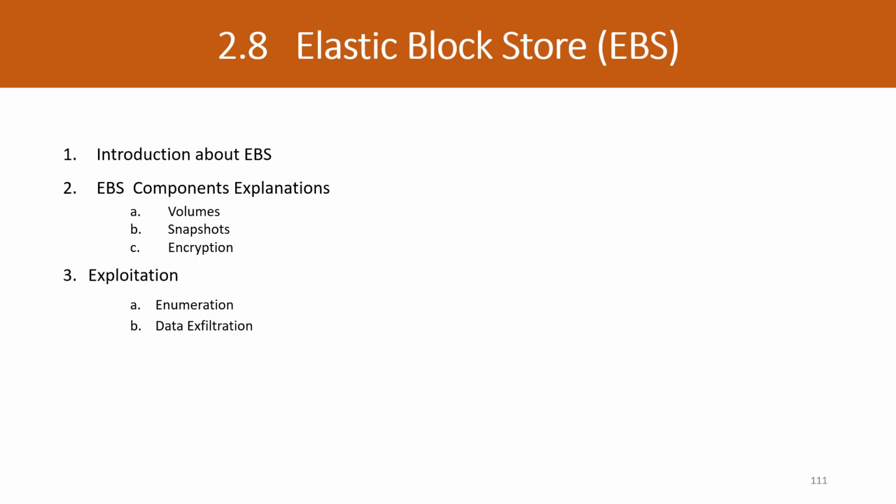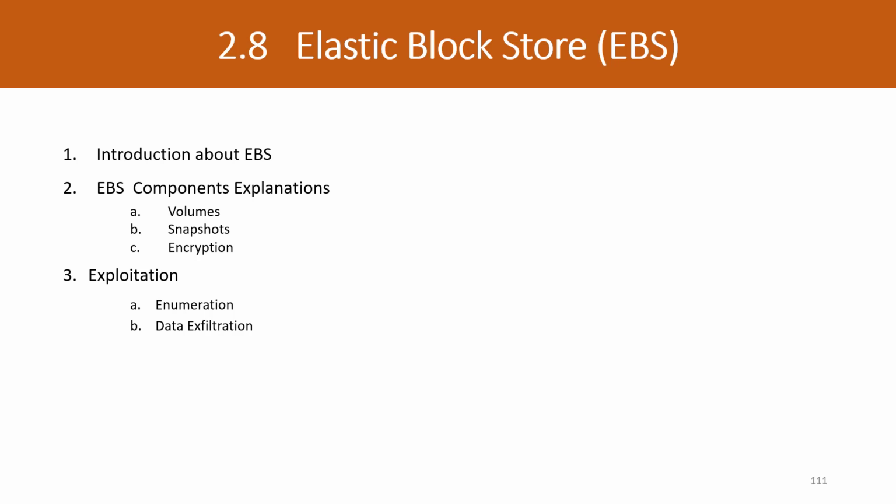In this module, we will discuss one of the services provided by AWS, EBS, Elastic Block Storage. It's basically a block storage service provided by AWS. Block storage means you can attach the EBS to your EC2 instance and store data on it. It will be treated like a hard disk attached to a computer. You can detach it and attach it to another EC2 instance.